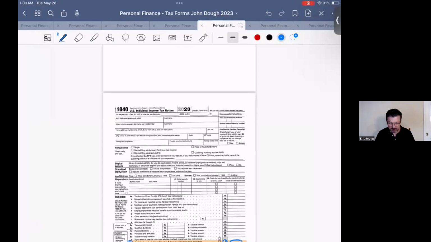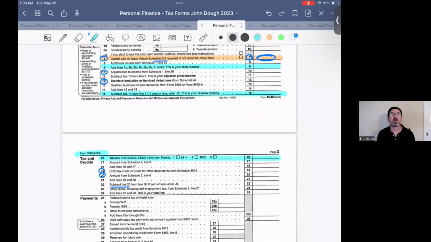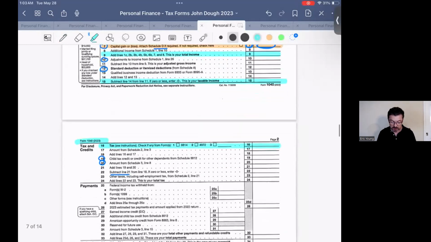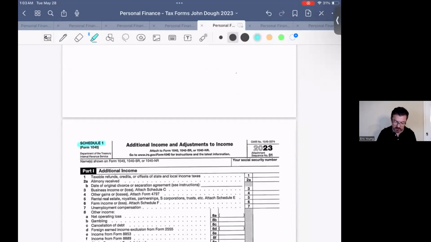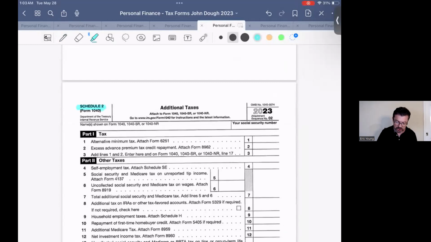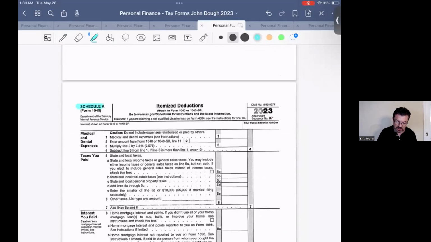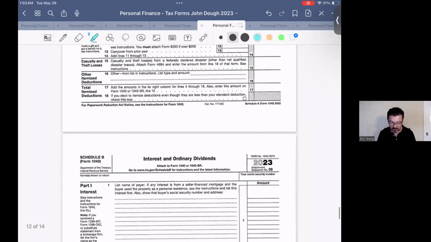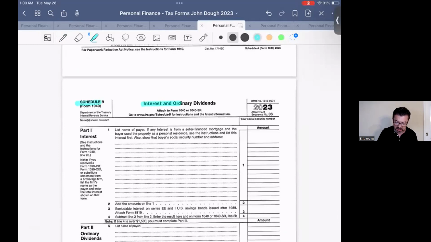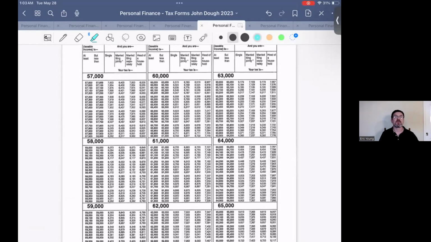I gave you here the first pages. We did this already, page 1 of the 1040 and page 2, but we're also going to look at separate schedules, including Schedule 1, which shows adjustments, Schedule 2, which shows additional taxes, Schedule A, which shows itemized deductions, and Schedule B, which shows interest and dividends. So we're going to put all of these together, and then from there, you'll have a much better sense of how a tax return actually works.